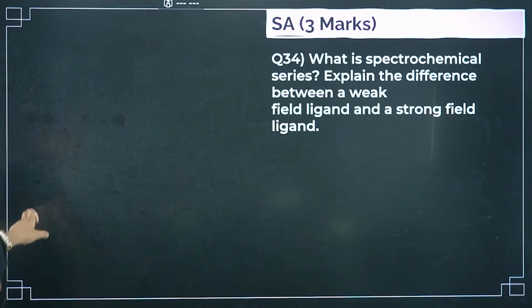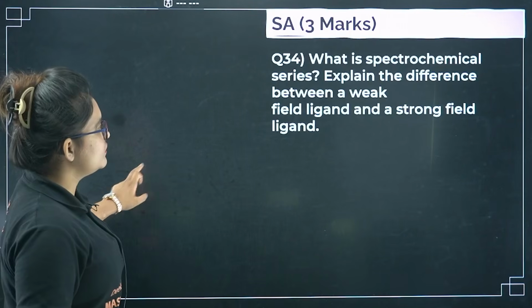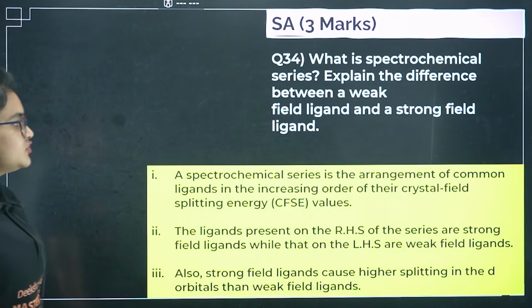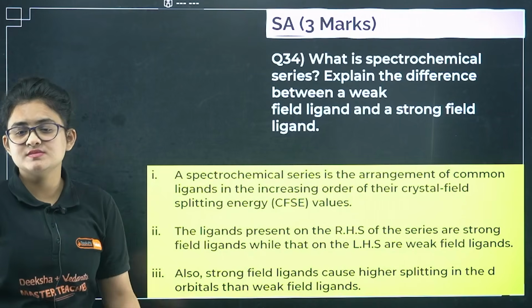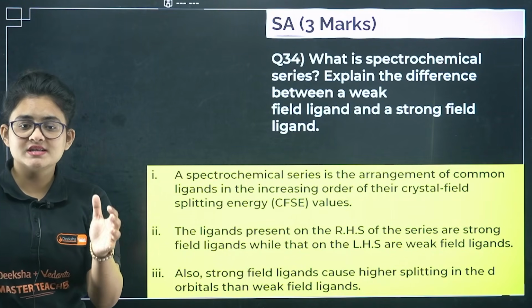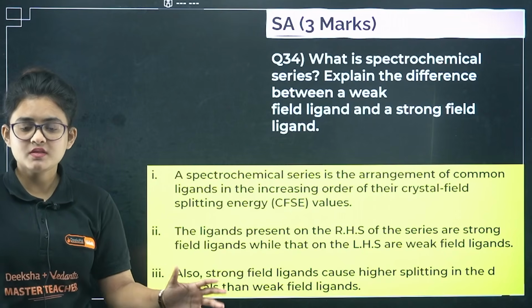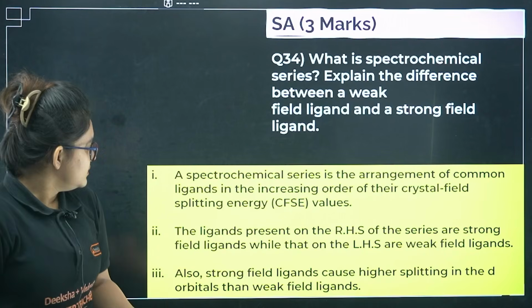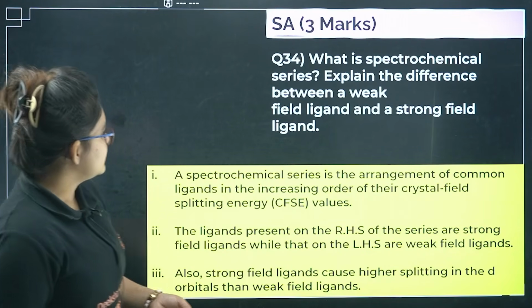Okay, let's proceed. What is the spectrochemical series? Explain the difference between weak field and strong field ligand. A spectrochemical series is basically the arrangement of the ligands in increasing order of their crystal field splitting energy. And the next question?